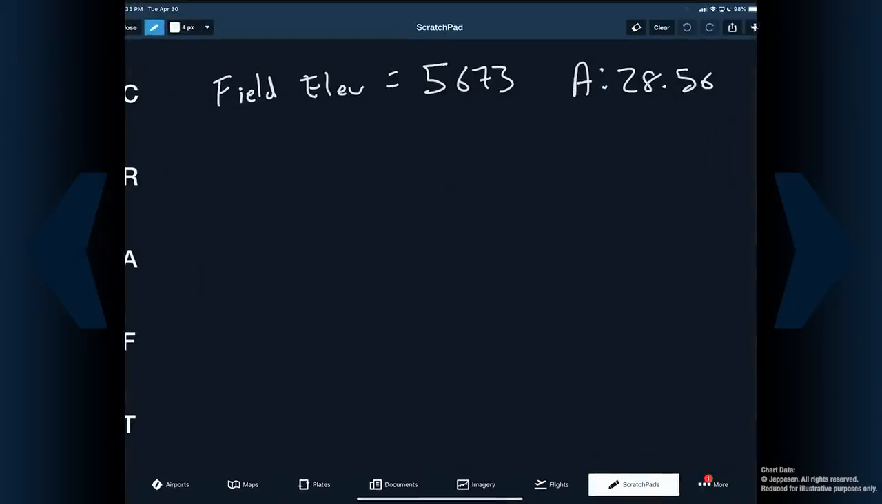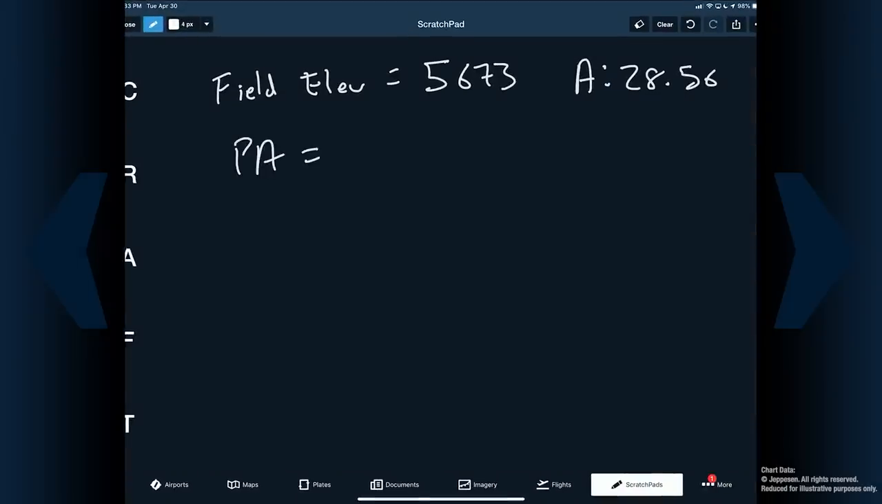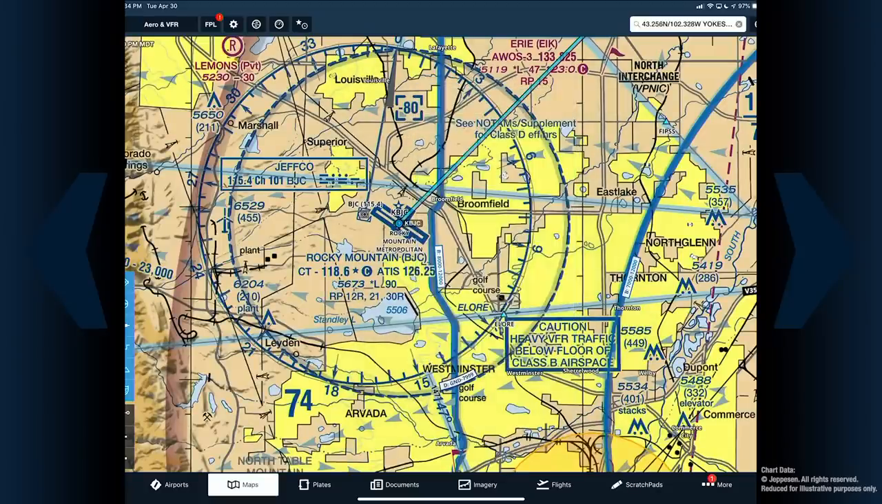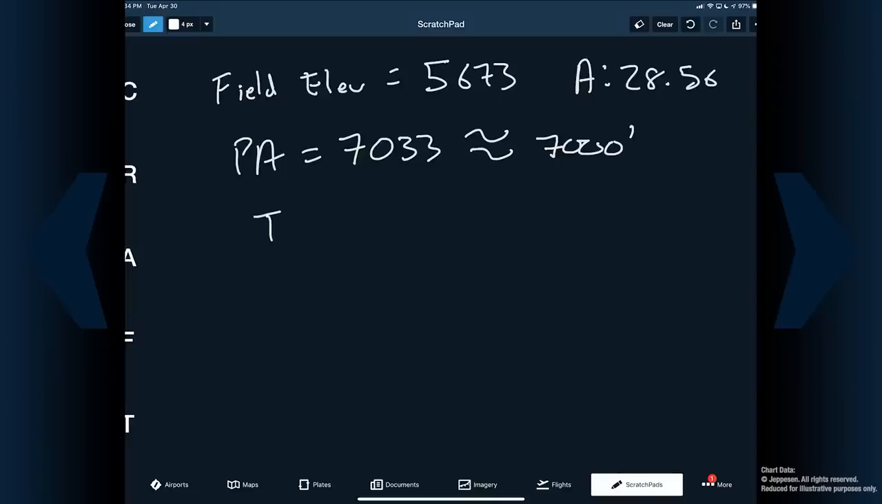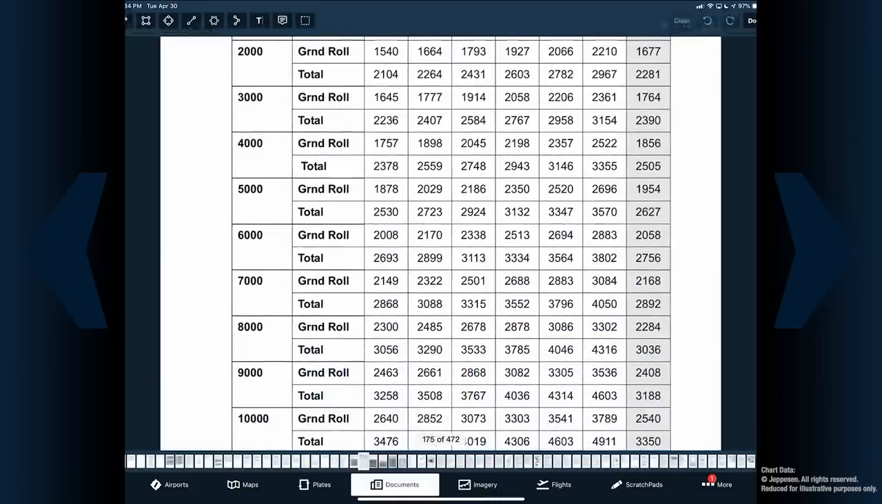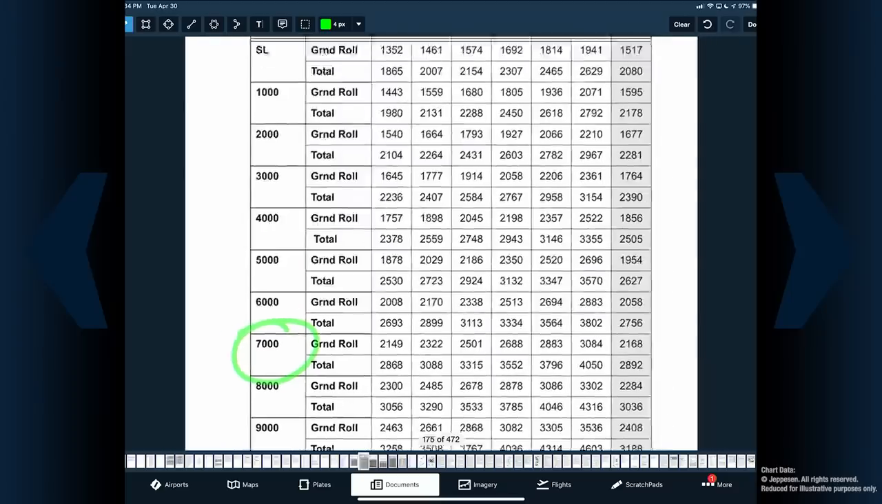Okay, so let's go back to the flight. Our PA is 7,033, which is about 7,000 feet. And the temperature today, if we take a look at the temperature, is 3. Okay, so let's take a look. We're going to start with the pressure altitude of 7,000 feet. We're going to look at a temperature of 3 degrees. And if we go to our documents, we'll scroll down to 7,000 feet. Okay, and now we need to find 3 degrees.